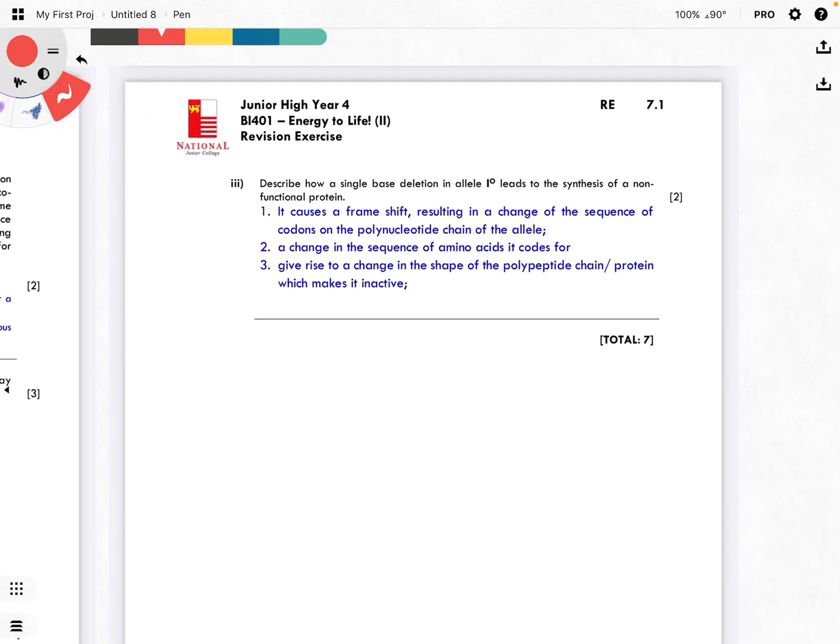Describe how a single base deletion in the allele IO leads to synthesis of a non-functional protein. So a single base deletion, right, what will happen is that, let's say this is the gene, just one segment of the gene. And if we have a single base deletion, one of the bases gets deleted, everything that we read now will be of a different frame. Right now we're reading a different frame. So definitely what you cause is a frame shift. Same thing if you have an insertion, you will also get a frame shift.